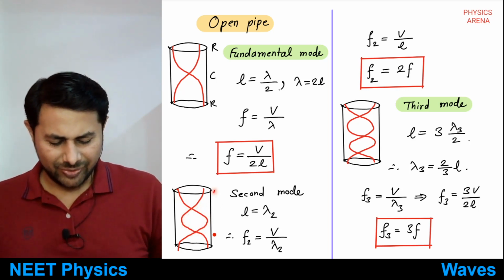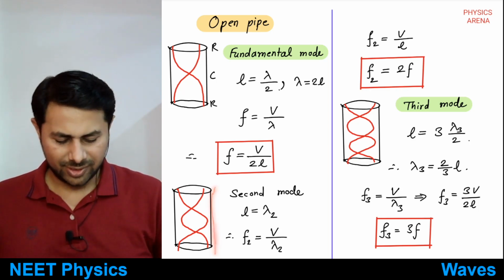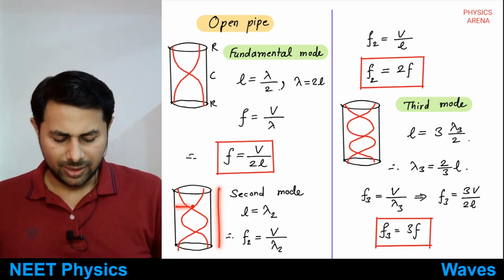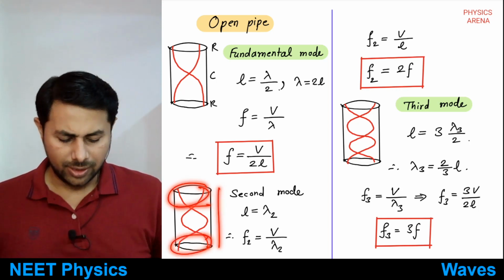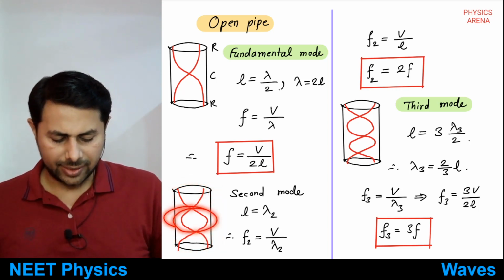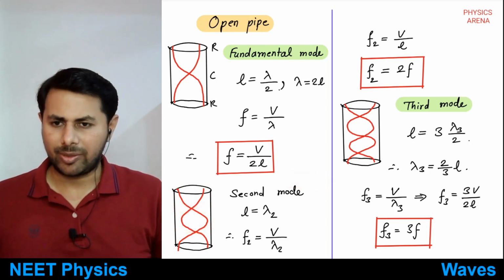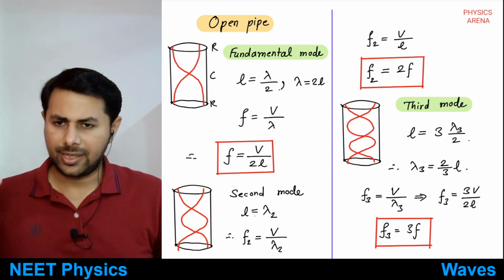Okay, so what would be this much length then? This length is equal to lambda by 4. This much is lambda by 4. Lambda by 4, that is lambda by 2. And this much length of one loop, we know it is equal to lambda by 2. So lambda by 2 plus lambda by 2 means it is just lambda.